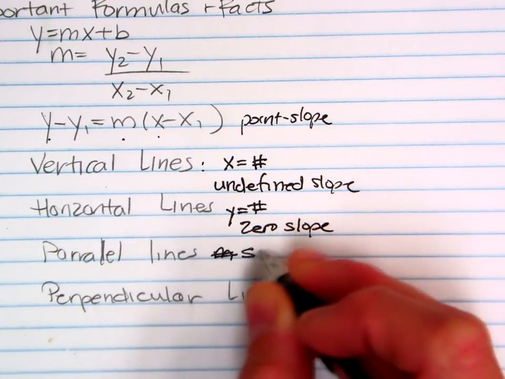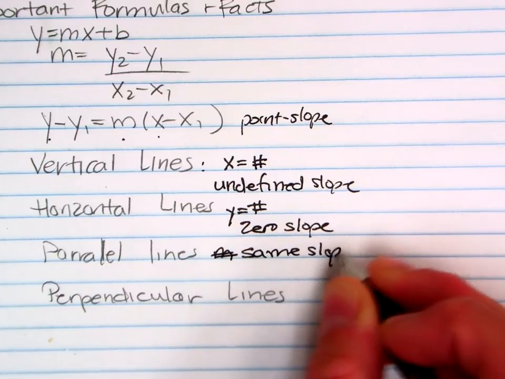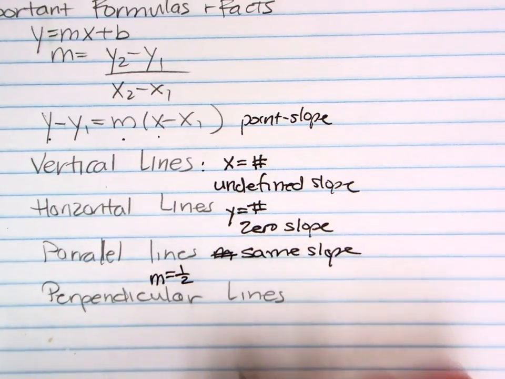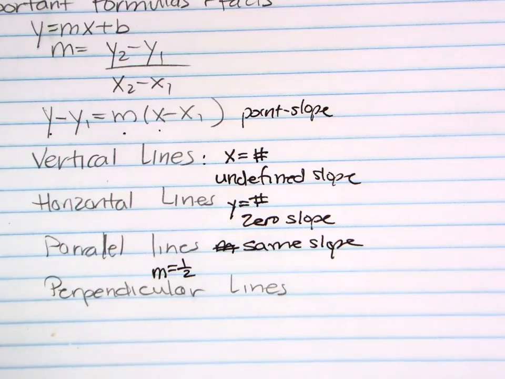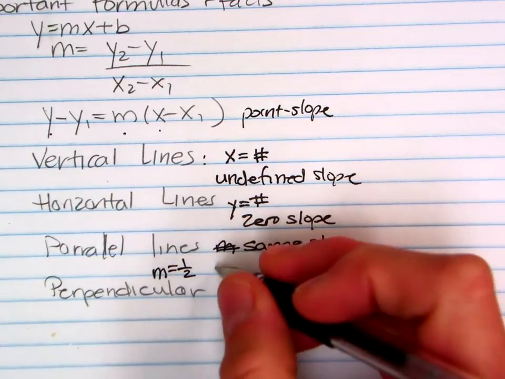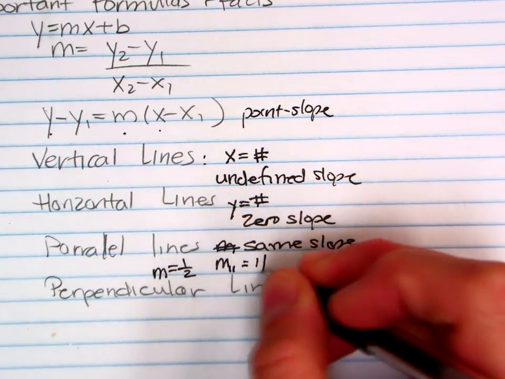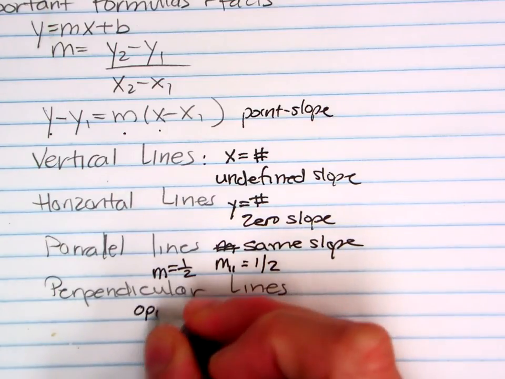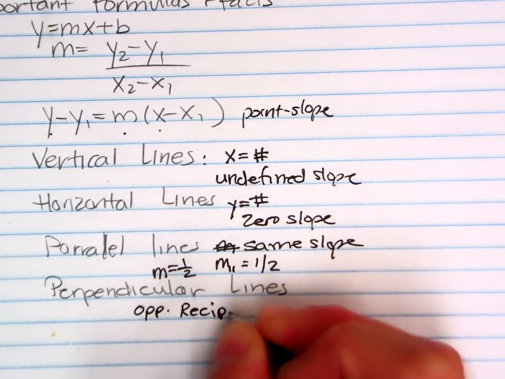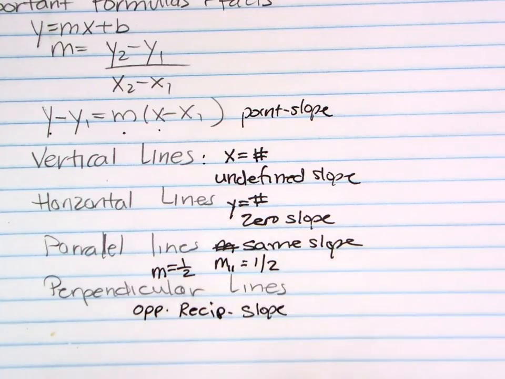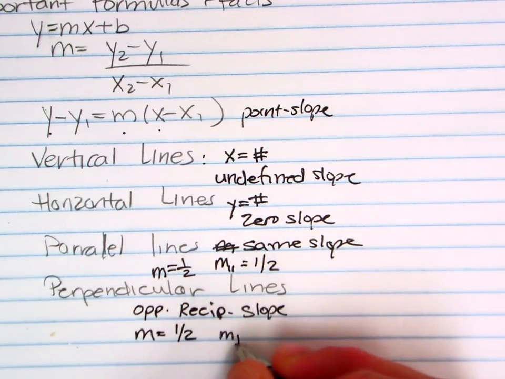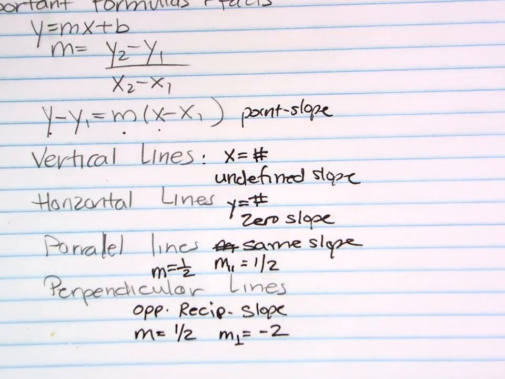So, for example, if I had a line with a slope of 1/2, and I wanted to find a line parallel to it, I would also use a slope of 1/2. I'll just call that m parallel. And if I have perpendicular lines, it's the opposite reciprocal slope. So if I have m equals 1/2, my perpendicular slope is m equals -2.